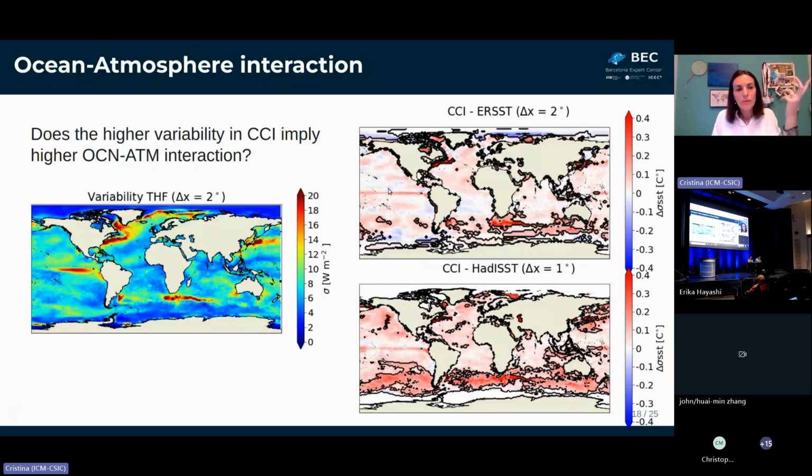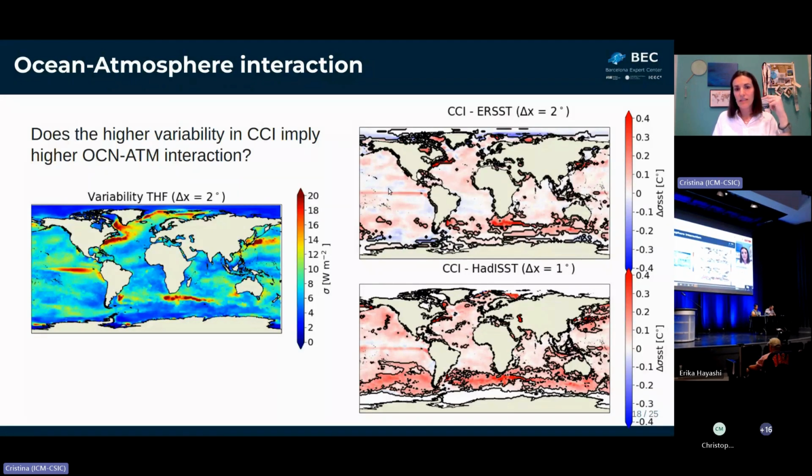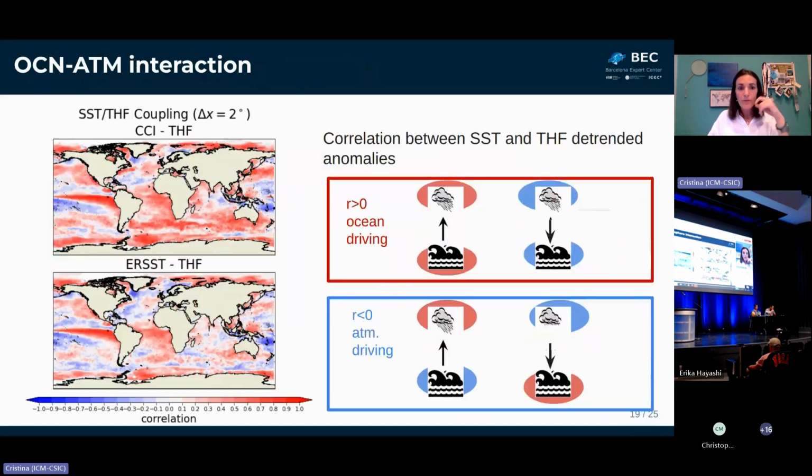So our question, what we want to find out, is if this higher variability in the CCI dataset implies higher ocean-atmosphere interaction. And for doing that, we did the same methodology with the turbulent heat fluxes, and we computed the trended anomalies for the turbulent heat fluxes. And we have computed the correlation between SST and turbulent heat fluxes, the trended anomalies, sorry. And so here I'm showing the correlation going from -1 in blue to 1 in red. And to give you some physical explanation of what it means, the red colors here in the correlation would mean a positive correlation, and it means that the ocean is driving the fluxes.